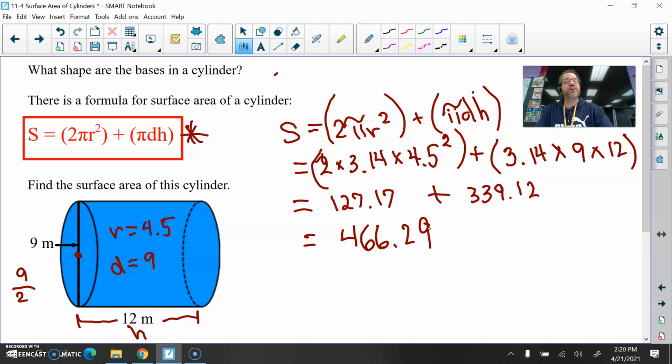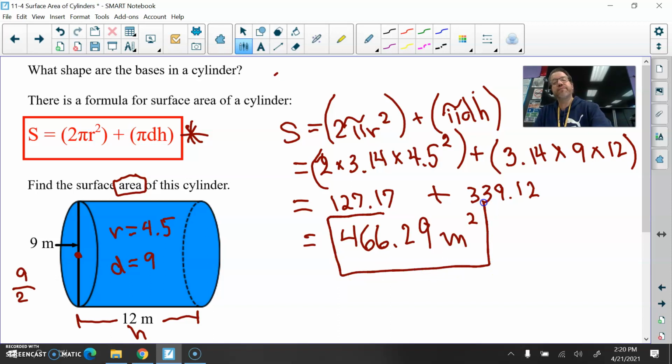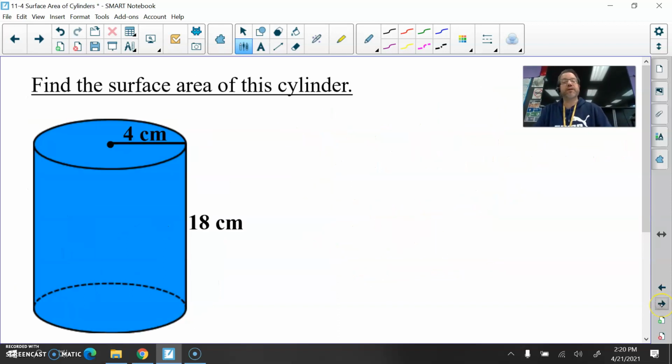My directions don't ask me to round or anything, so I'll just leave it as is. It's surface area. Area is always square units. We're working with meters here, so my label is square meters. Okay, 466.29 square meters. Let's do one more example here.